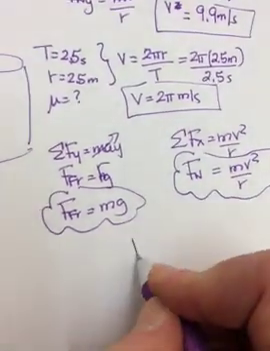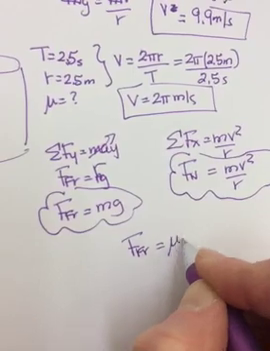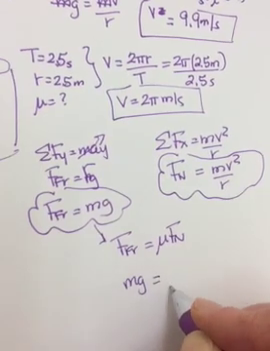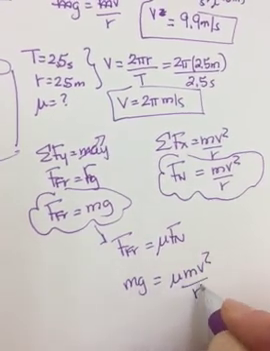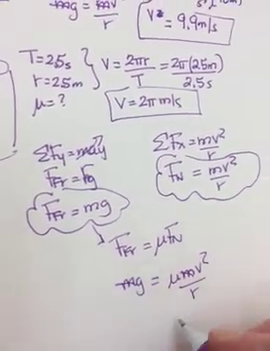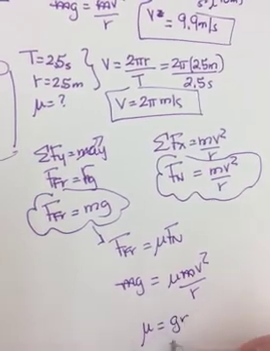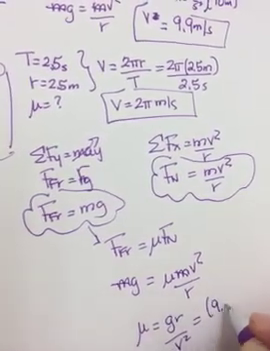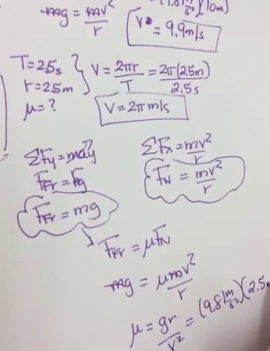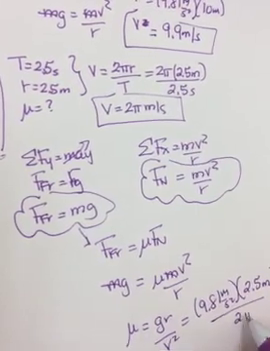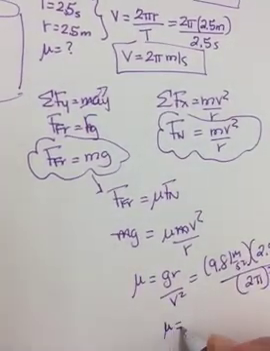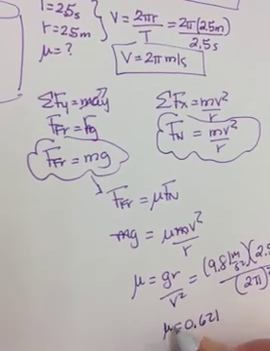But what we do know is that friction is equal to mu Fn. So that means mg is equal to mu mv squared over r. The m's will cancel. What are we solving for? Minimum coefficient of friction. So multiply both sides by r, divide by v squared. 9.81 meters per second squared, the radius was 2.5 meters, and the speed was 2 pi, and remember that's speed squared. And when you do this, you should get a mu of 0.621.